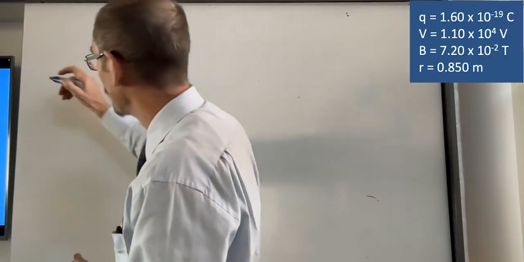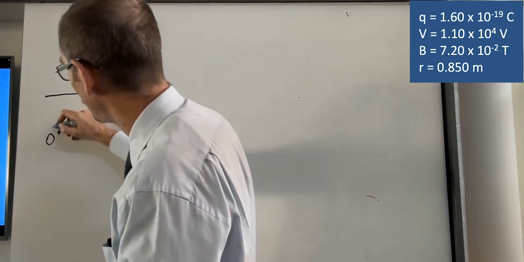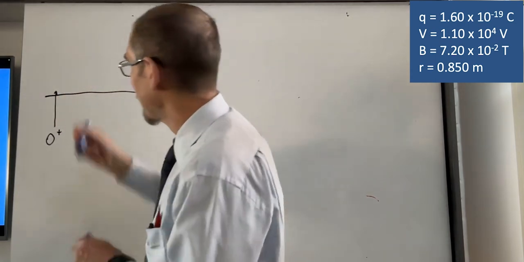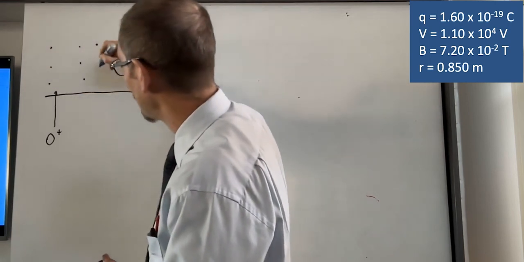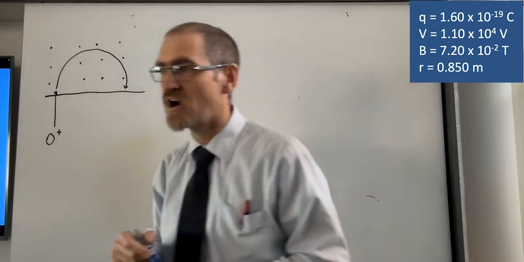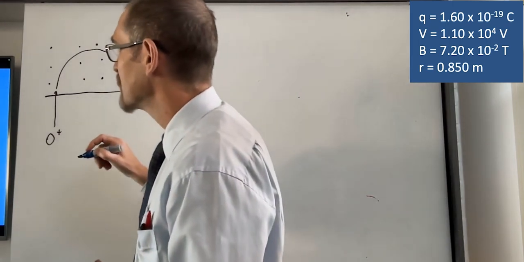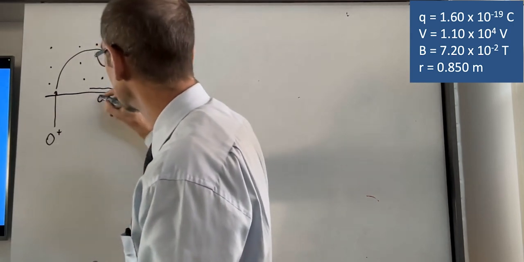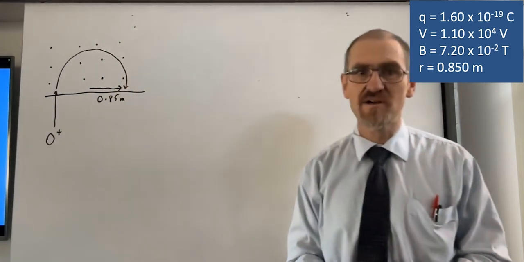So let's look at this. What have we got? We've got ourselves these positively charged oxygen atoms. They're moving into a field, and this field has got a magnetic field out of the page, like so. And so we see that there is a circular motion of the oxygen atom, and the radius of that is 0.85 meters, from here to here. Calculate the mass of the oxygen atom.